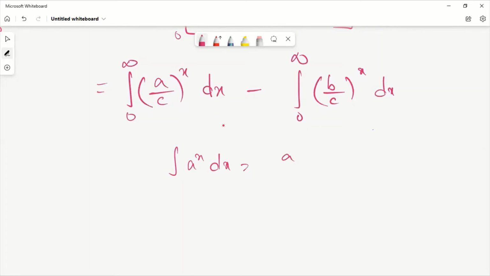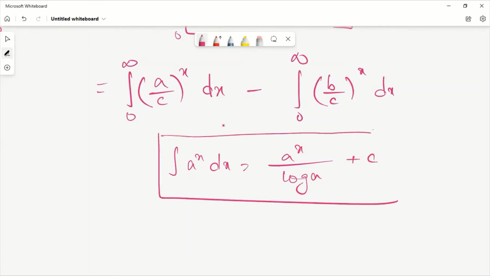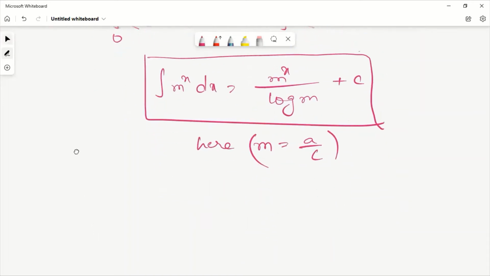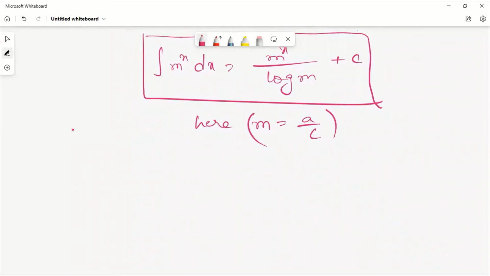Now see, when you integrate a power x, that is a power x by log a plus c. This is the integration formula. Same thing here. Because there is an a here too, we will take another variable, let's take it as m. m power x by log m. So here m is equal to a by c. Instead of m we have a by c. Just substitute that in this formula.